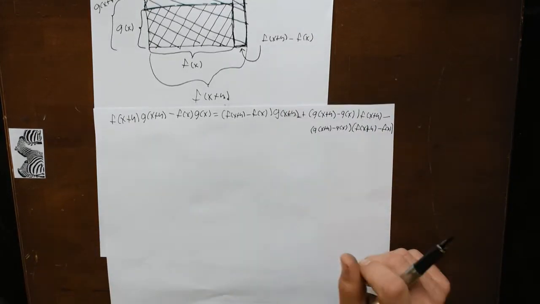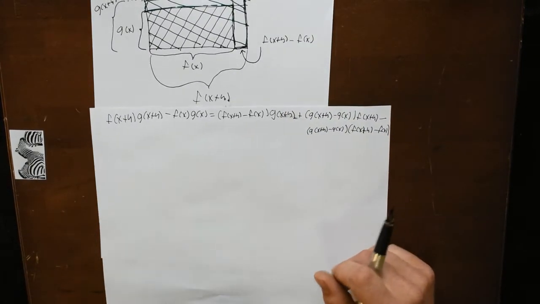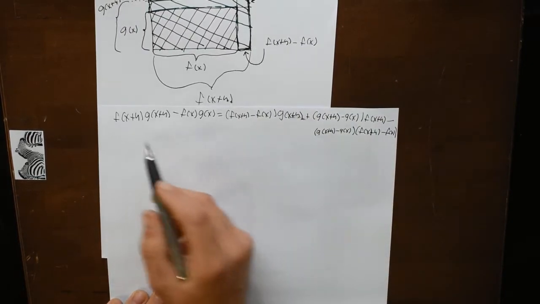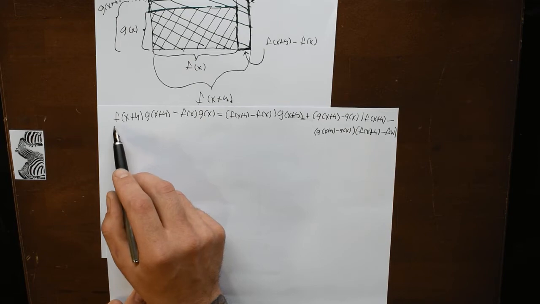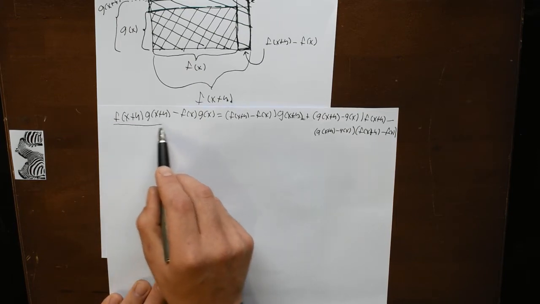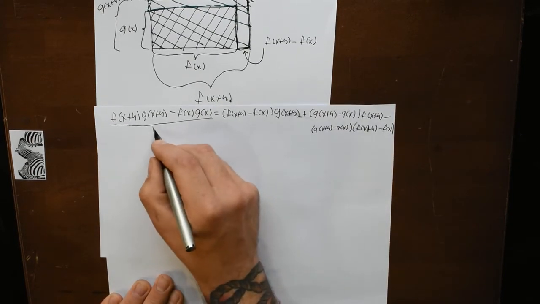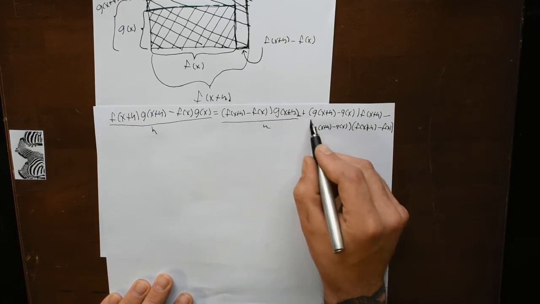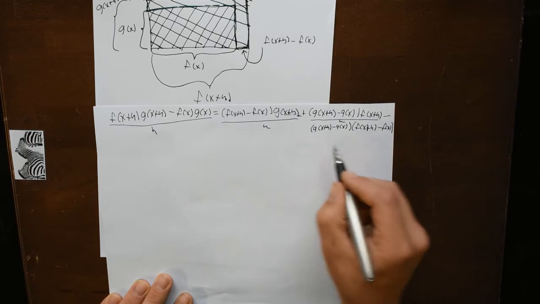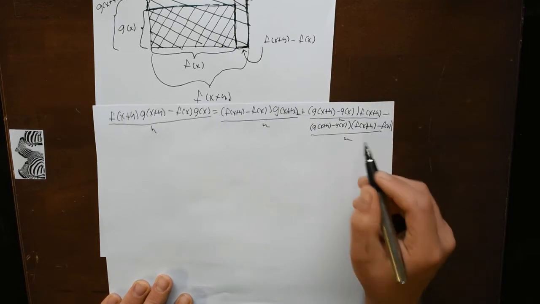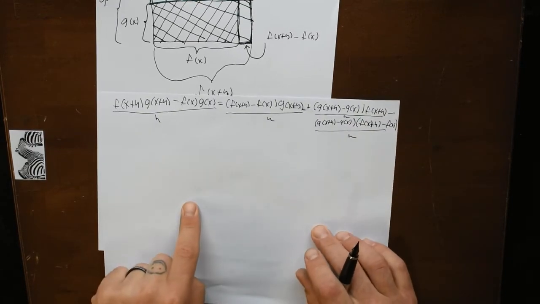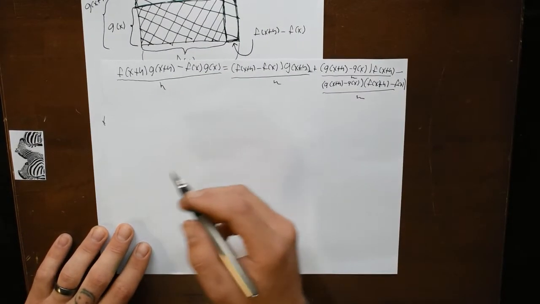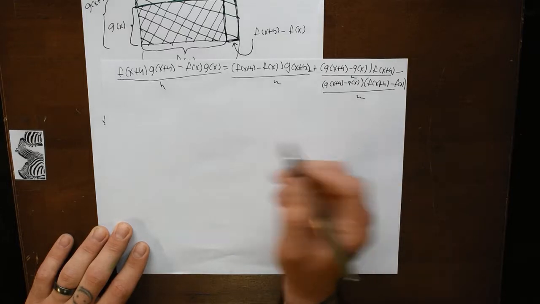Perfect. So now what we're going to do is divide both sides of this equation by an h. Both sides are equal, so both sides, when divided by h, have to be equal. And now I'm just going to rewrite this one step lower, because our next step is going to be to take the limit of both sides as h goes to 0.